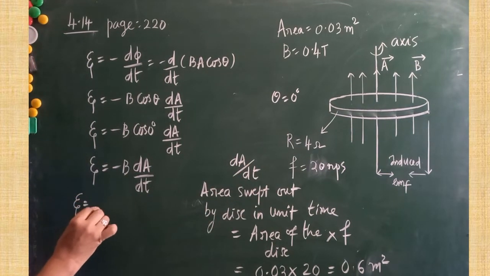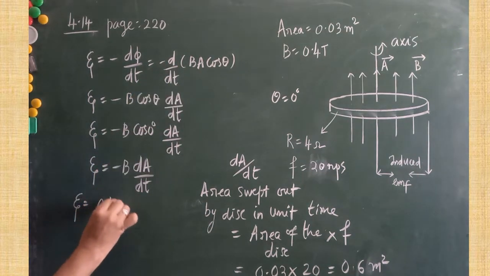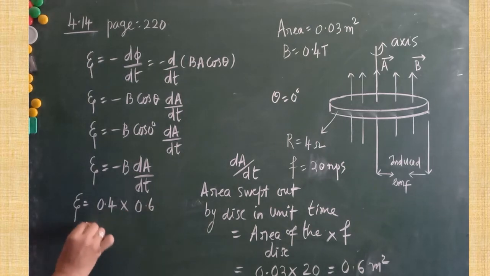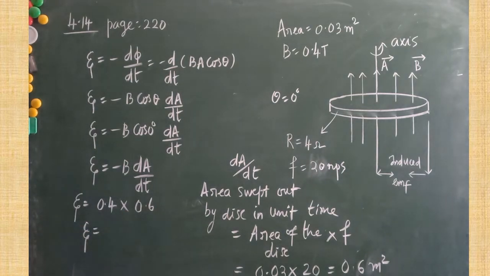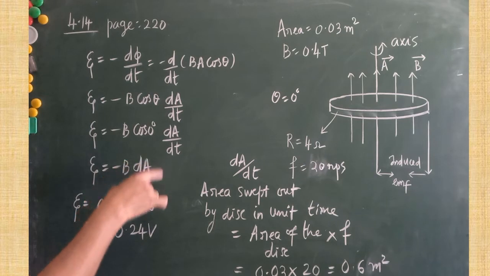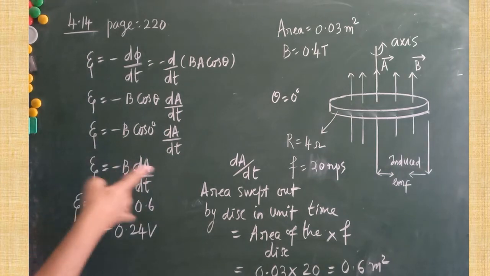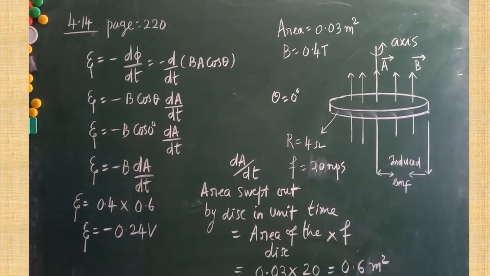Now the induced EMF is equal to B, which is 0.4 Tesla, into 0.6 meter square. So the induced EMF will be 0.4 into 0.6, and the answer would be 0.24 volt. The negative sign indicates that the induced EMF opposes the change in area, that is, the rate of change of flux. The EMF induced in the disc opposes the change in area of the disc. So the induced EMF is calculated.